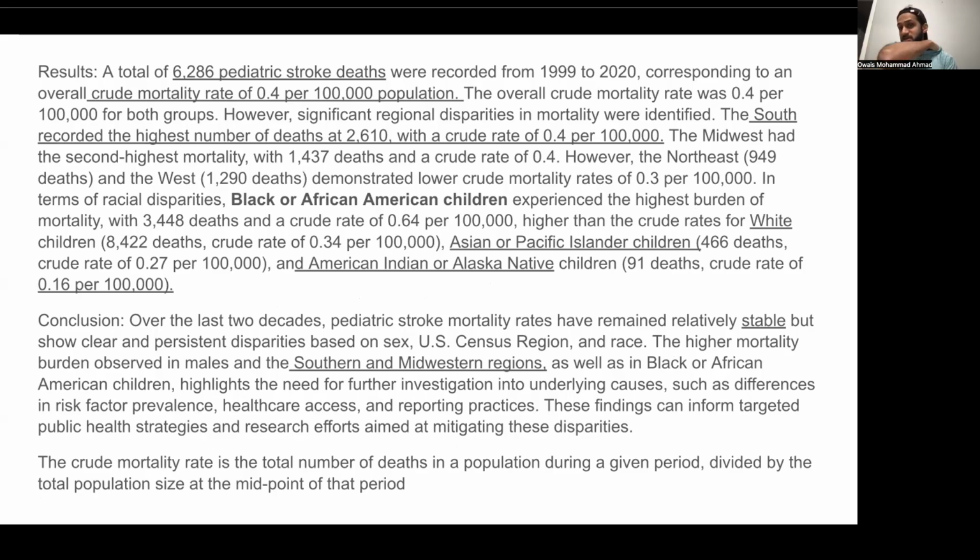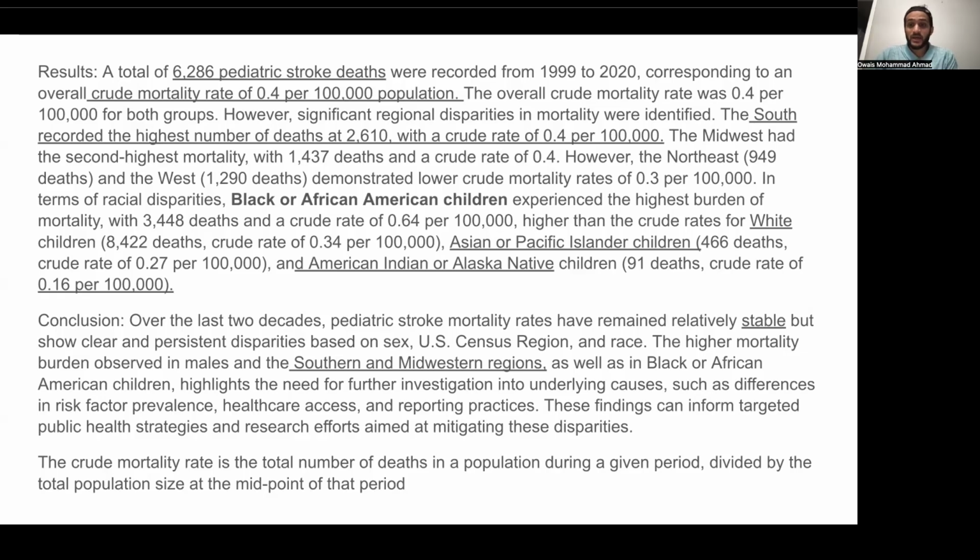The amount of disparity we saw was in the Black African Americans, 0.64, followed by the whites, which was 0.34 per 100,000. Asian and Pacific Islanders were even less, 0.27, and American Indians and Alaska Natives were the least, 0.16 per 100,000.